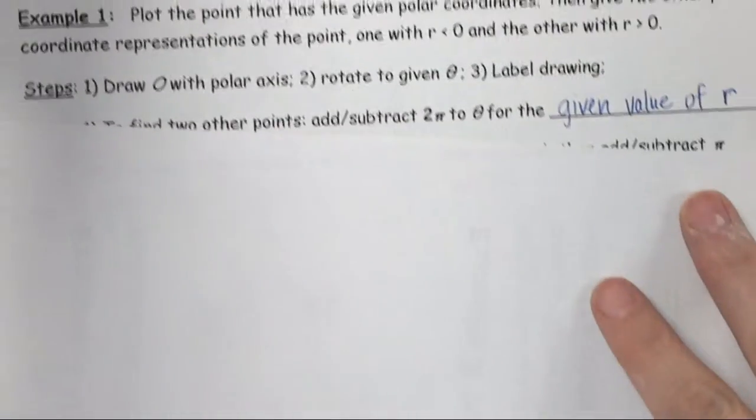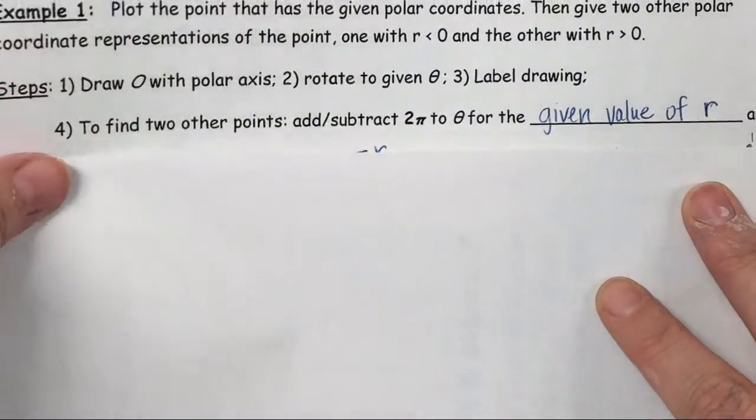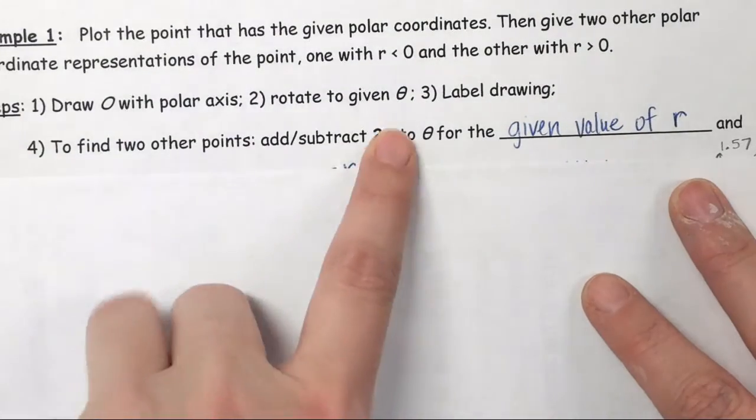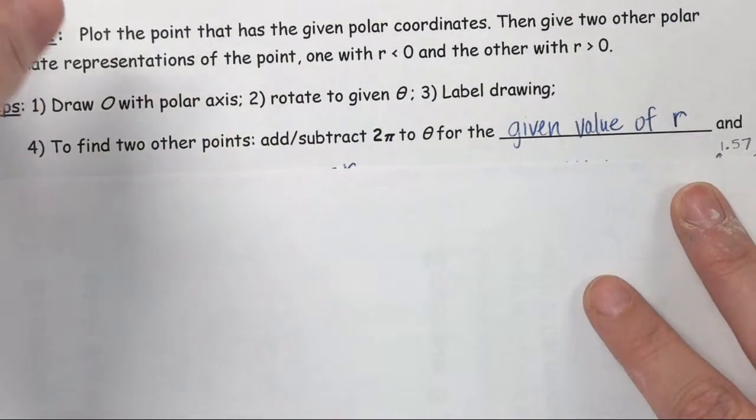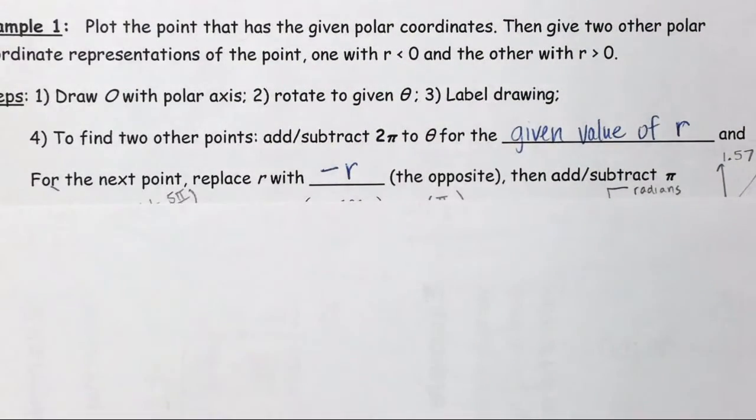Okay, so step 1, we're going to draw the origin, the pole with the polar axis. Then we're going to rotate to the given value of theta, and then we're going to label our drawing. Okay, for defining 2 other points, we're going to add and subtract 2 pi to theta for the given value of r. And then for the next point, you're going to replace r with its opposite, and then add or subtract pi. Okay, so it's really important that whatever value of r is given, that's what you're going to add and subtract 2 pi to. And then for the next point, whatever the opposite is, you're going to add and subtract pi to.